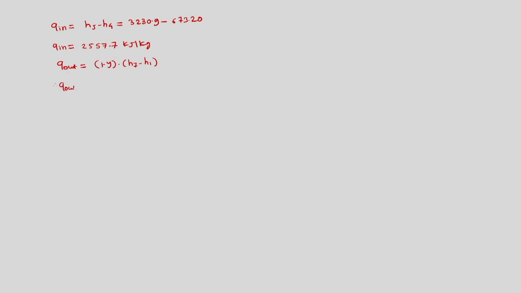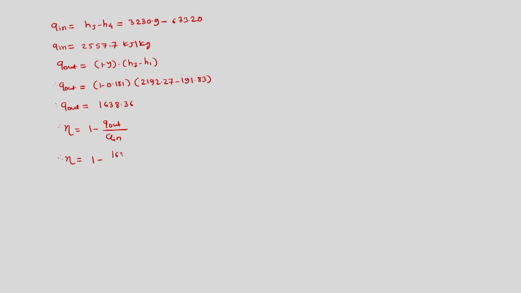So, we know Q out is equal to (1 minus 0.181) into (H7, which is 2192.27, minus H1, 191.83). So, we get Q out as 1638.36.